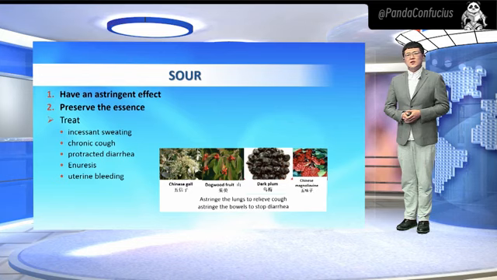Drugs with a sour taste have an astringent effect and can preserve the essence. They are often used to treat chronic diseases and deficiency syndromes, such as incessant sweating, chronic cough, and protracted diarrhea. For example, dark plum has the effect of astringing the lung to relieve cough, astringing the bowels to stop diarrhea, and promoting the production of body fluid to quench thirst.